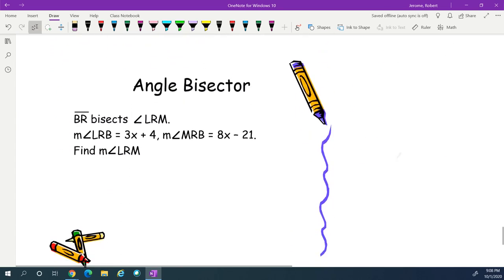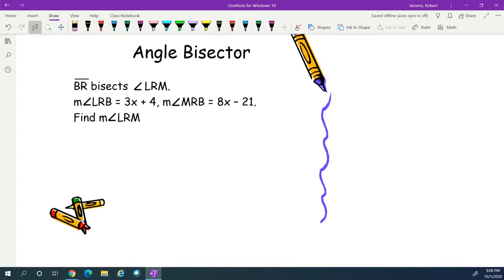So let's take a quick look here. Now we have to draw this one ourselves. BR bisects LRM. Well, think about that. We can't draw the bisector first. We need the angle first. So we're going to have to start with an angle LRM. Now, I don't know if it's acute, obtuse, or right. I'm not going to draw a right because I don't want to trick myself into thinking that's what it's supposed to be. I'm just going to give myself a nice big angle.